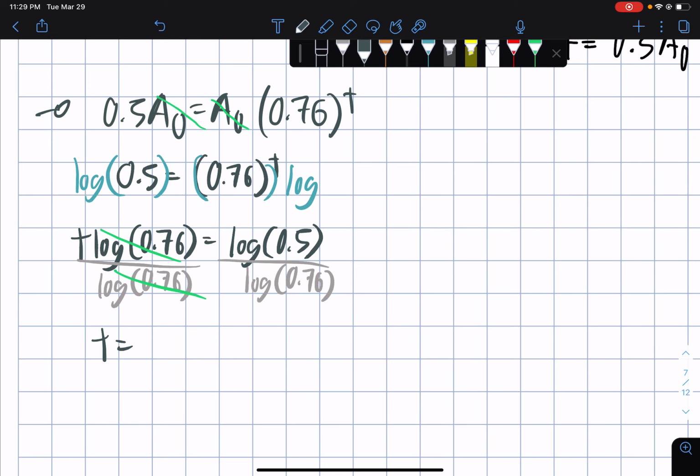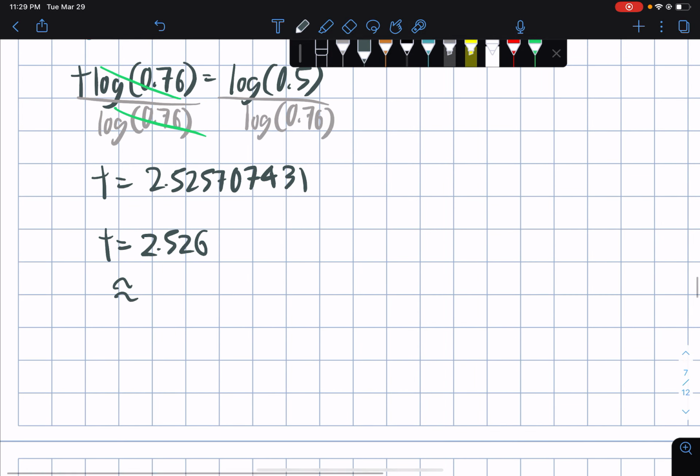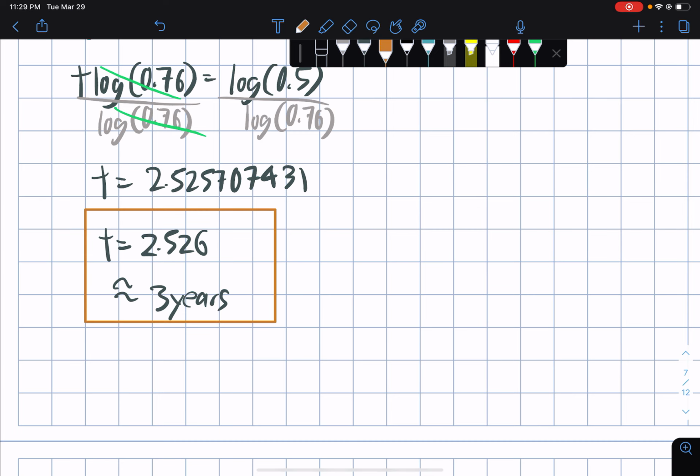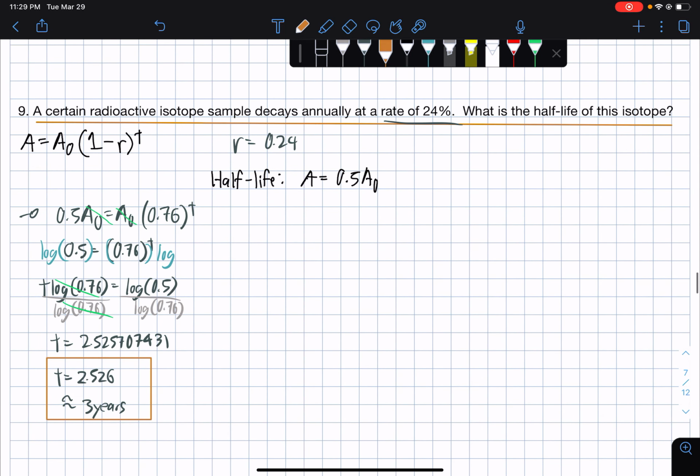t is equal to log 0.5 over log 0.76. We have 2.52570741. In other words, t is equal to 2.526, or approximately 3 years. The half-life of this radioactive isotope is 3 years, provided the rate is 24% decaying annually.